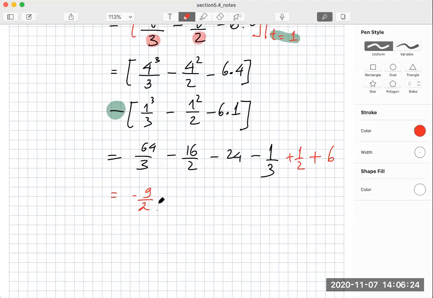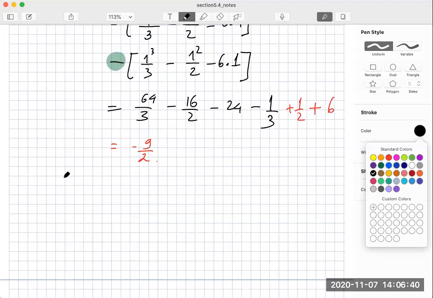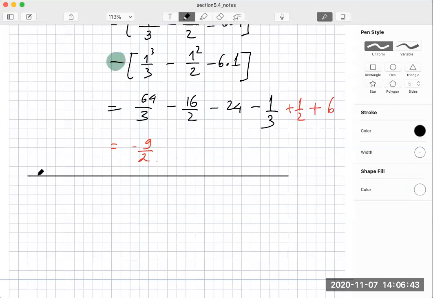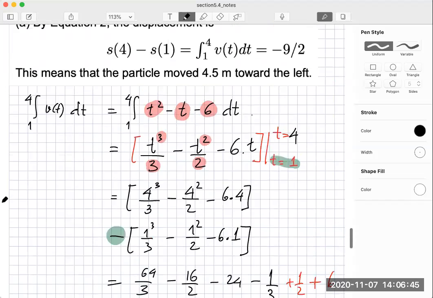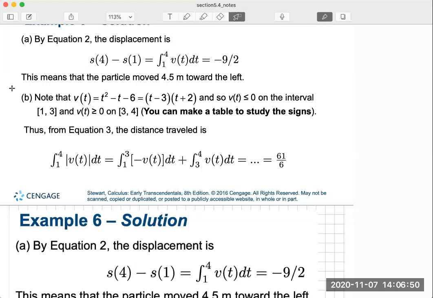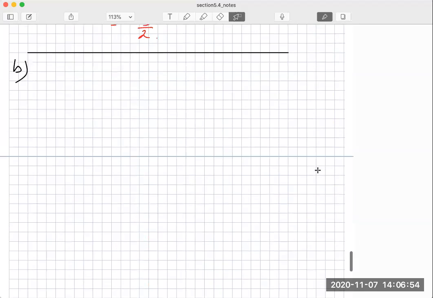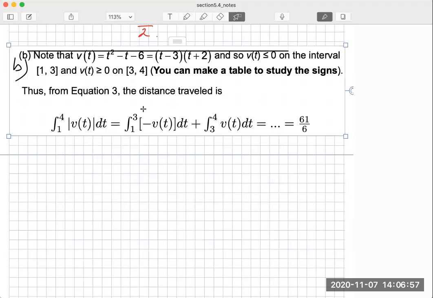Do you have any question about this? So let's go. Let us move on to another part, part B, when we want to compute the distance. Here, there's a hint already. Let us continue doing it from here.